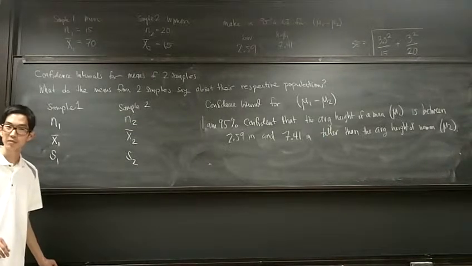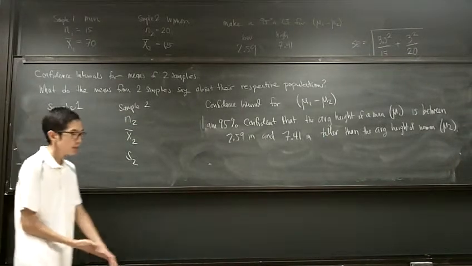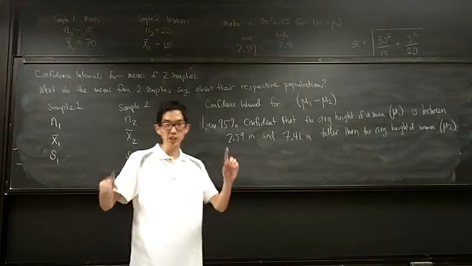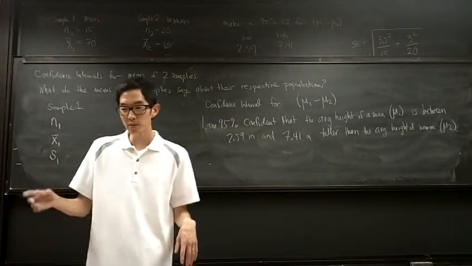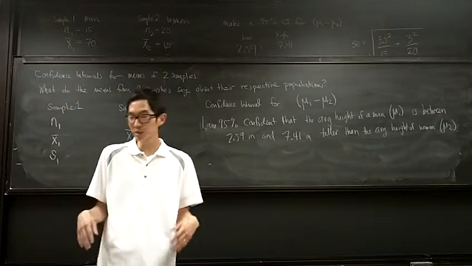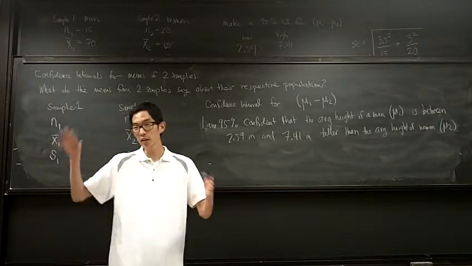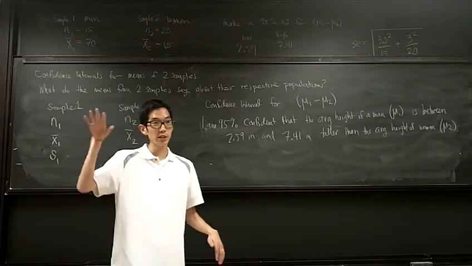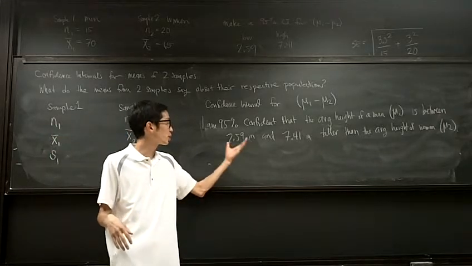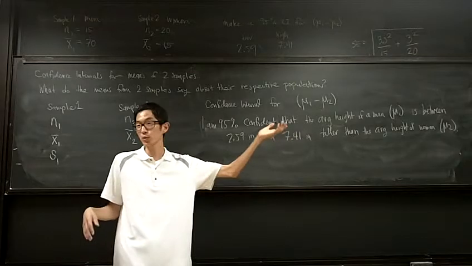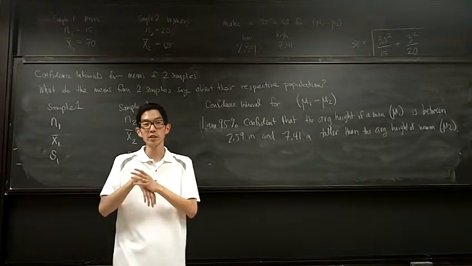And does that make sense? It does, right? Of course, if we pick any individual male, he might be taller or shorter than any random woman that we might pick. But overall, on average, the average height of a man is somewhere between 2.59 and 7.41 inches taller than the average height of a woman.